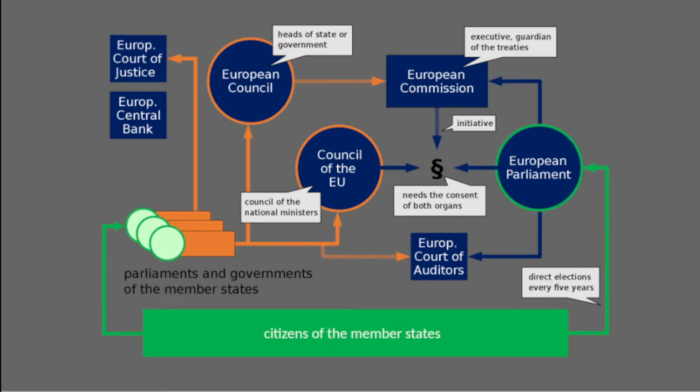Additionally, the citizens of the member states elect a European Parliament. The European Parliament doesn't have the ability to create legislation. It's more of a rubber stamp and directs how the European Commission is going to function. They have a built-in auditor court. They have their own court of justice that's divided.